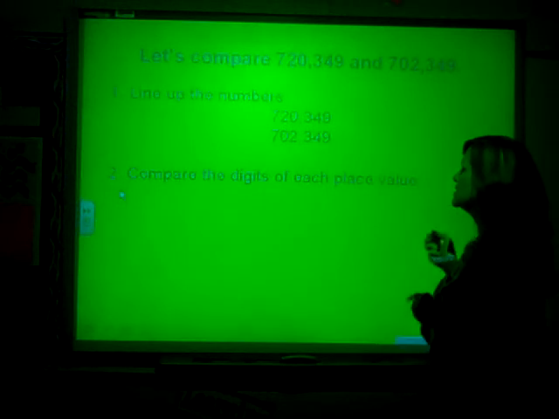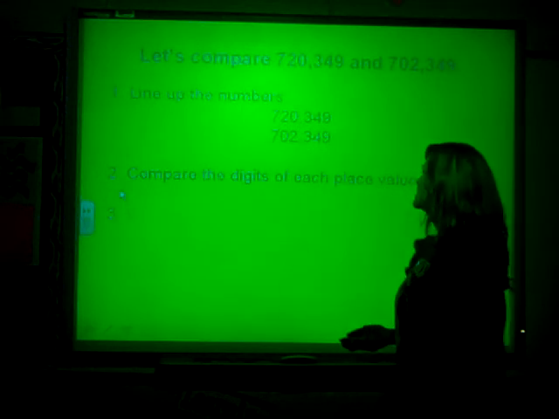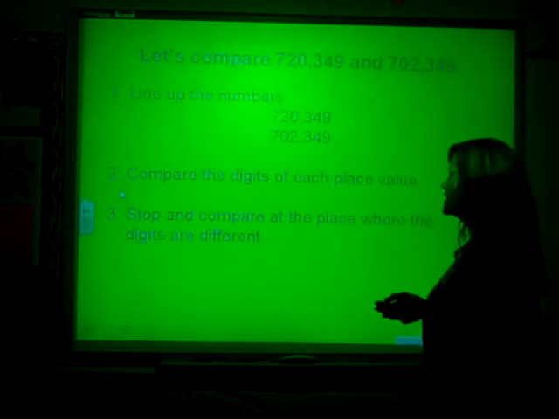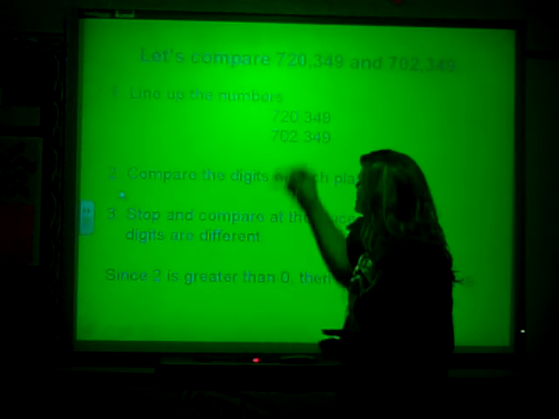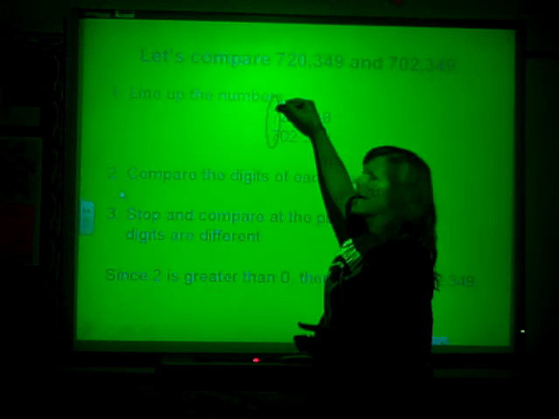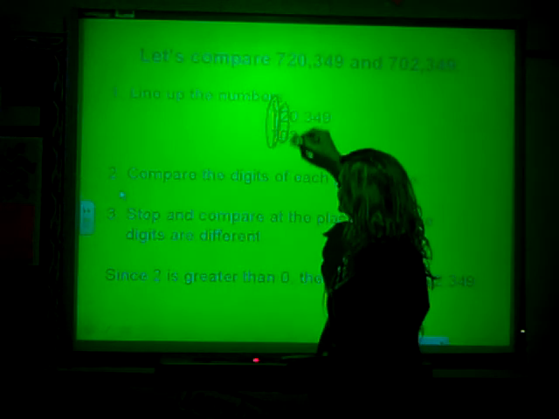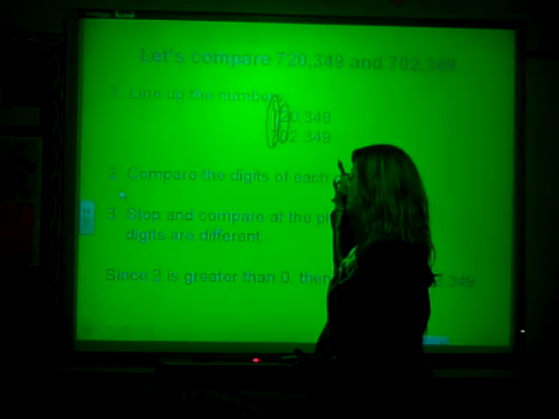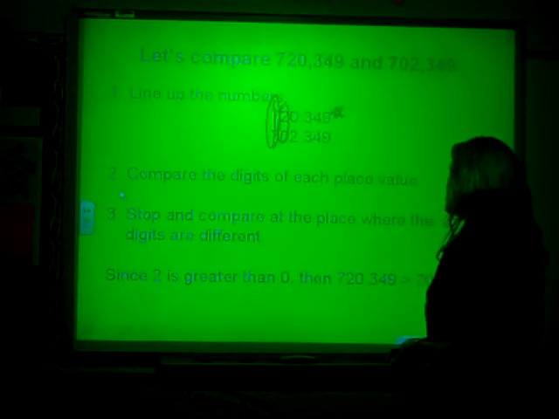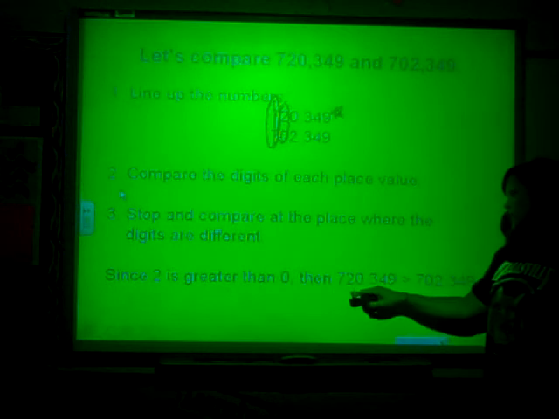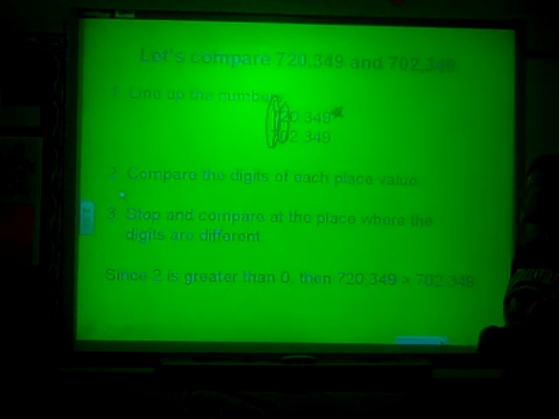Then I'm going to compare the digits of each place value, starting with the biggest place value. In this one, it's my 100,000s place. Then you're going to stop at the place where the digits are different. So we're going to start here at the 7. I've got a 7 and a 7. Those are the same numbers. So I go to my 2 and my 0. Those are different. 2 is bigger than 0, so the top number is my bigger number. So since 2 is greater than 0, that means that 720,349 is greater than 702,349.